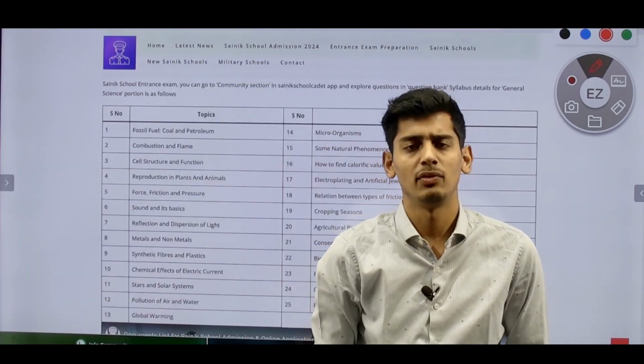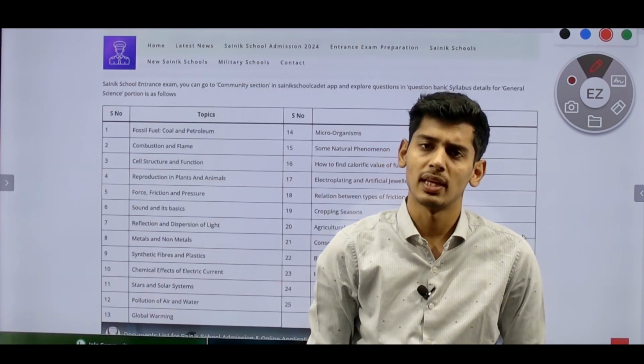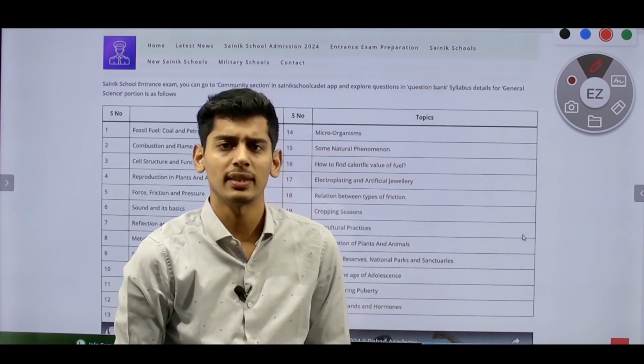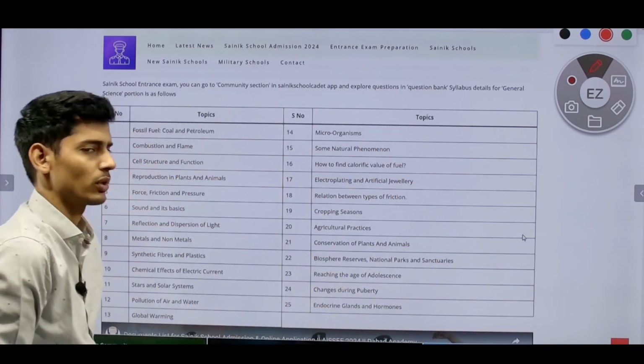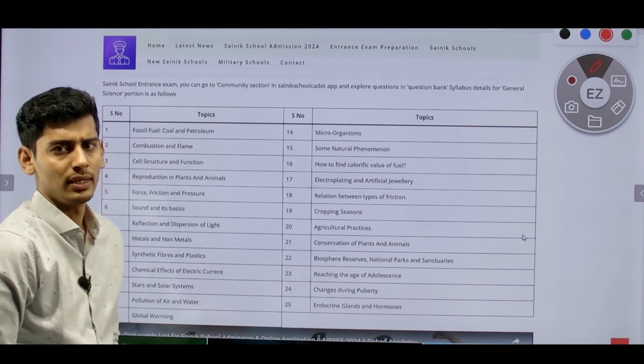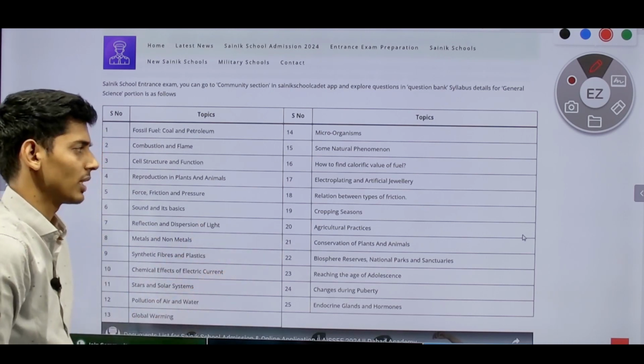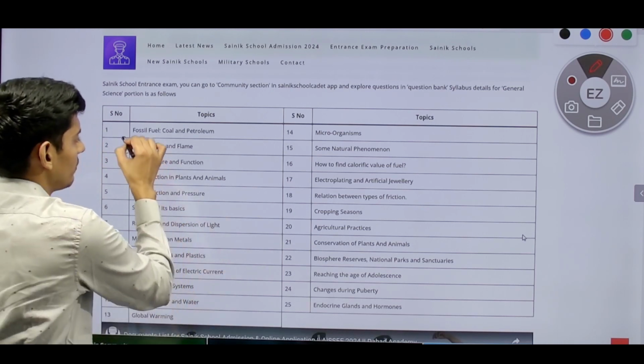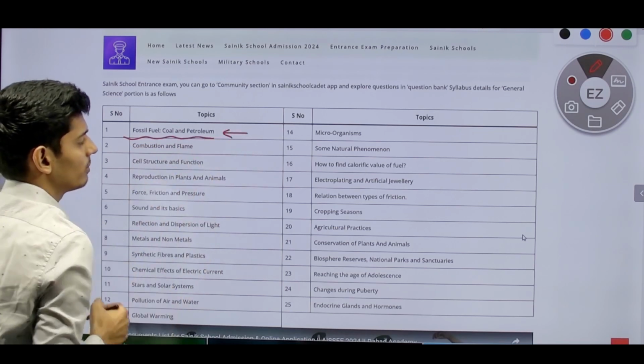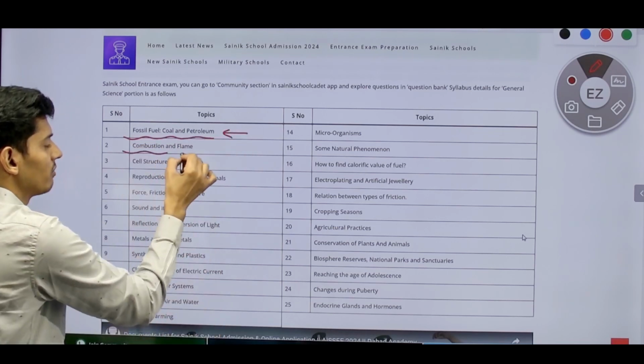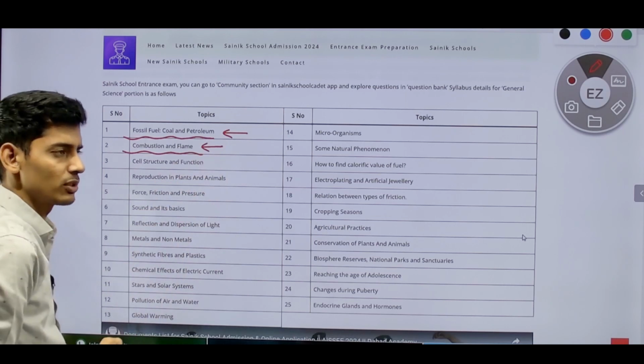Now next we shall move on to covering the syllabus of the general science portion. In the general science portion, as you can see on your screens, in totality we have 25 topics. These are not chapters, these are topics from which questions are likely to be asked. So fossil fuels, coal and petroleum, basic questions are asked. Then combustion and flame, good quality questions, different colors of flames are there.